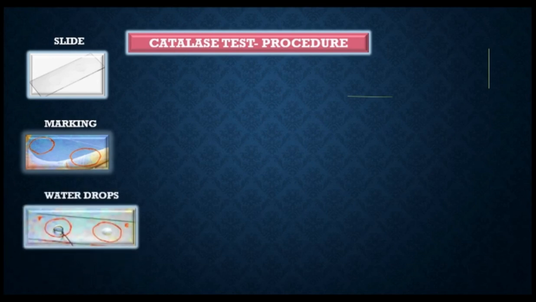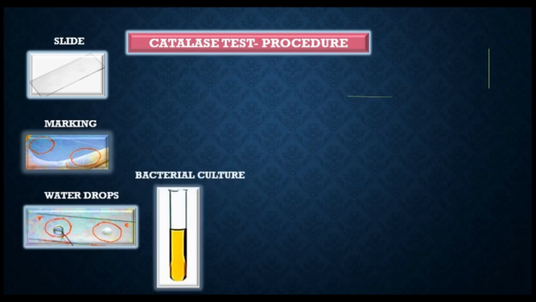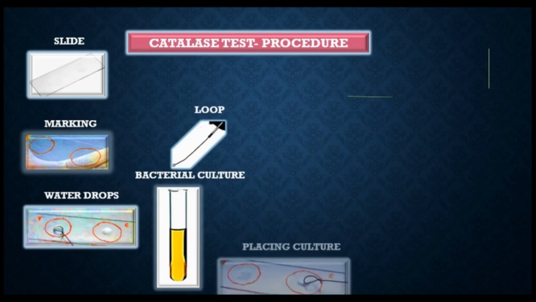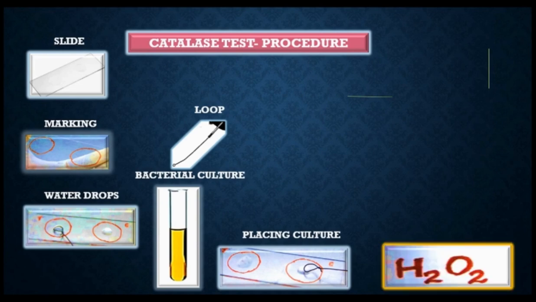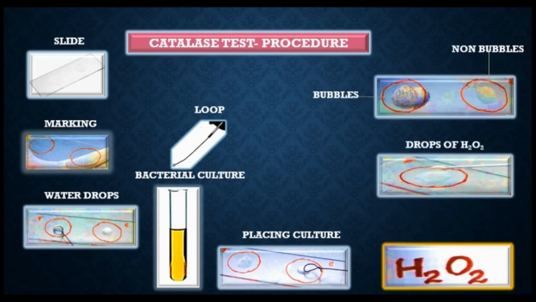Then place a few drops of water in the circles. Then take the bacterial culture, and with the help of an inoculation loop, take some bacterial culture and place it on the water drops of the slide. After that you add hydrogen peroxide. Then you observe it. If bubbles are formed, that is called catalase positive. If no bubbles are there, that is called catalase negative.